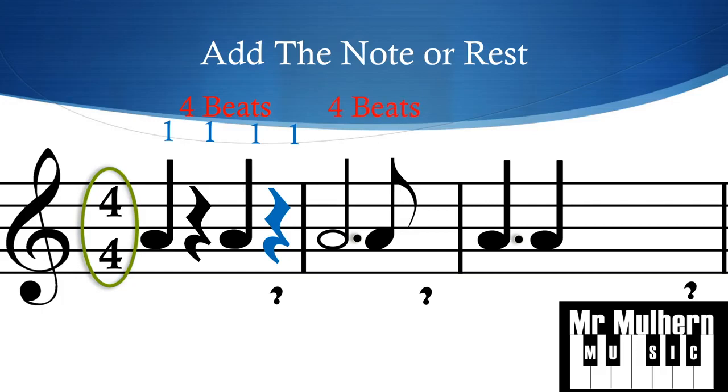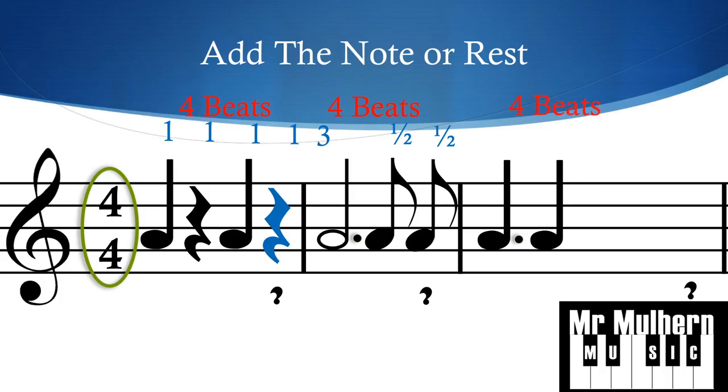Next bar, again, has to add up to 4 beats. What have I got there? Well, I have a dotted minim. How many beats is a dotted minim worth? 3. So remember, a normal minim's worth 2. We add half of its value onto it. We've got 3 beats. We've then got a quaver for half a beat, which means we need to fill in half a beat. This time, I'll draw the note in.